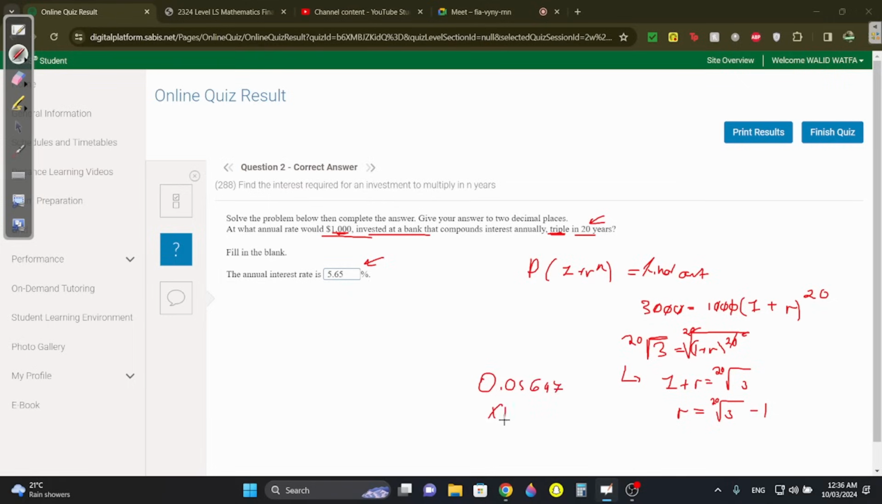And you always multiply it by 100, because we need to convert this decimal into a percent.